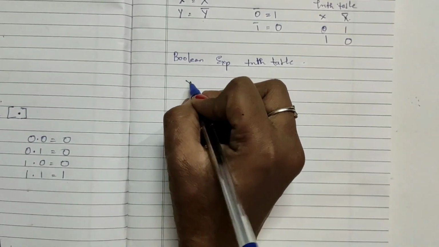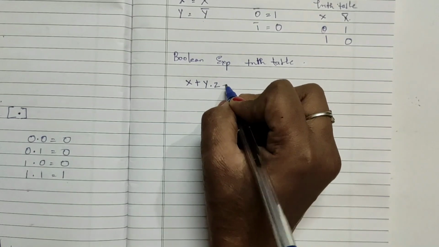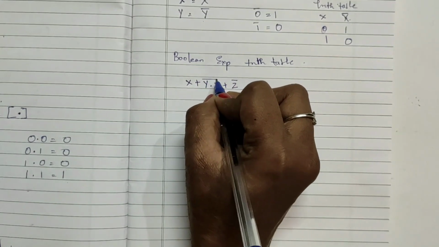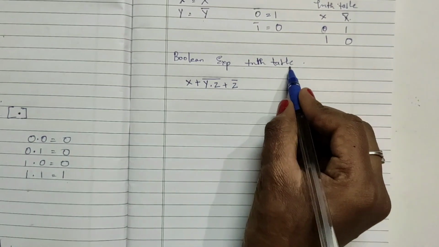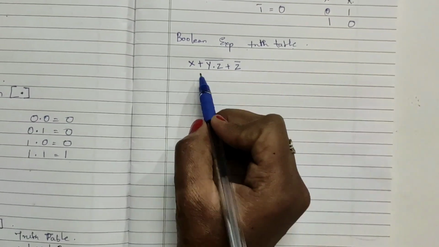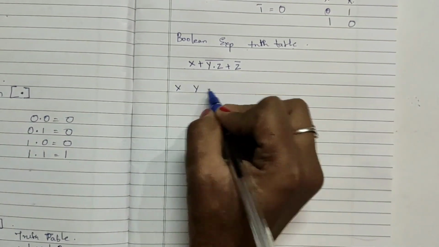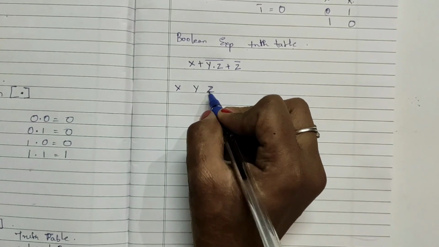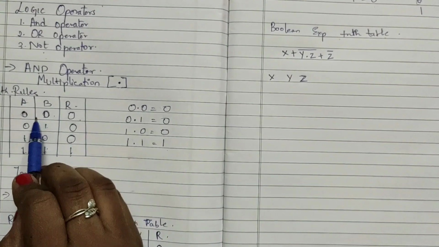So for example, if I have x plus y dot z plus z complement. Now we need to derive this in a truth table using whatever we just learned, these operators. So here we have x, y and z. So let's form the x, y and z table. A very simple thing to remember these zeros and ones.